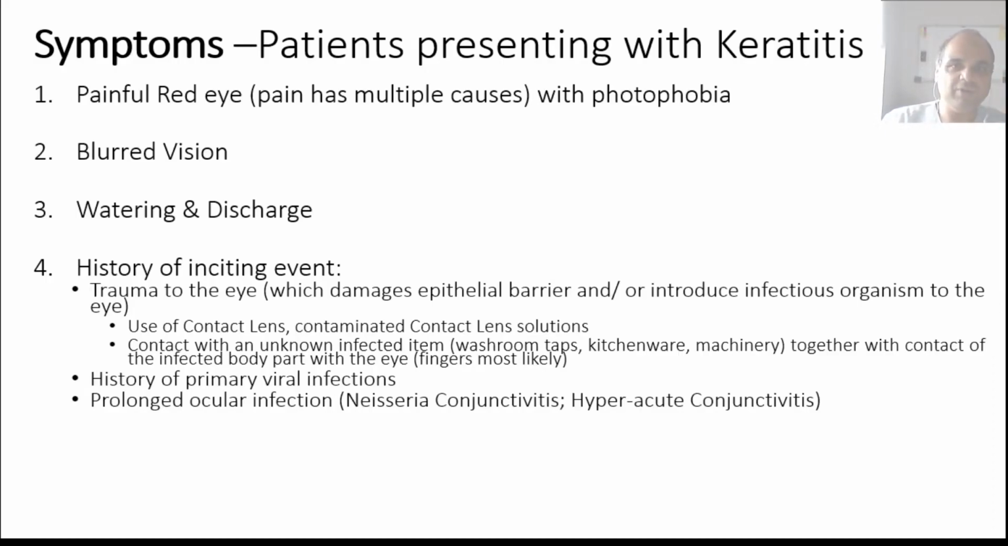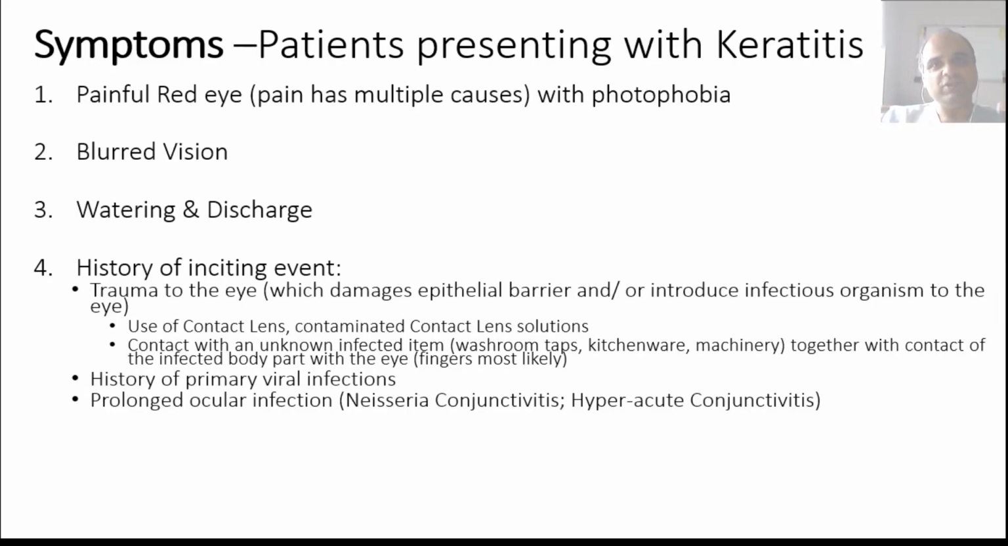And the various types of trauma are contact lens use, contact with contaminated items, including washroom taps, kitchenware, machinery. Remember, agrarian economy, agricultural equipment. Together with, there's another infected part of the body, and you're just bringing infection into your eye by touching that part. You can also have a history of primary viral infections. If we are talking about a viral keratitis, remember, it's a secondary infection that causes a keratitis. And any prolonged ocular infection, for example, a neisserial conjunctivitis.